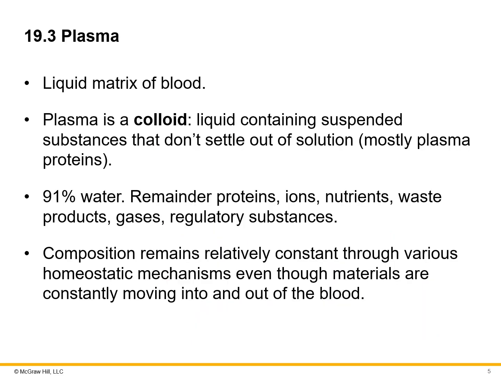So if we look a little bit more at each part, the plasma, again, that liquid part, the majority of the blood, it is a colloid, which is a liquid that's containing suspended substances that don't settle out. So it's in solution. But again, those are some of those plasma proteins, like the albumin. So they're things that are dissolved in the water. Again, the majority of it, though, is water, with the remainder being those proteins, ions, nutrients, things we just mentioned in the last slide. And that composition remains relatively constant throughout homeostasis, even though the materials are constantly moving in and out of the blood. It's overall kept relatively the same as part of that homeostasis.